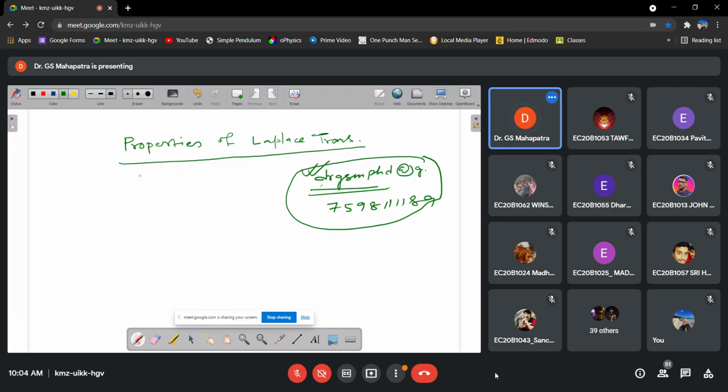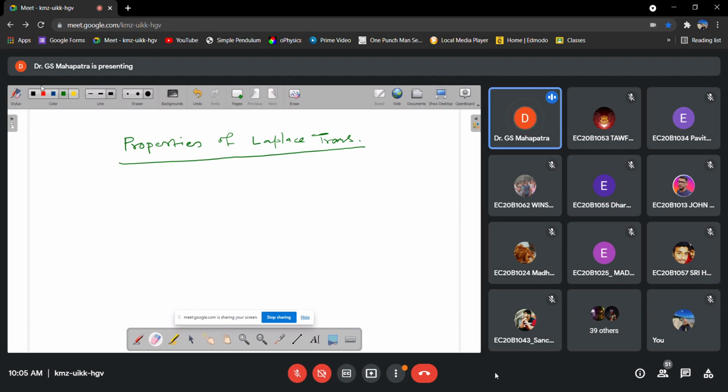Now, properties of Laplace transform. What are the properties of Laplace transform? We will study them one by one, with applications and examples. So what is the Laplace transform of f of t? What is the formula?